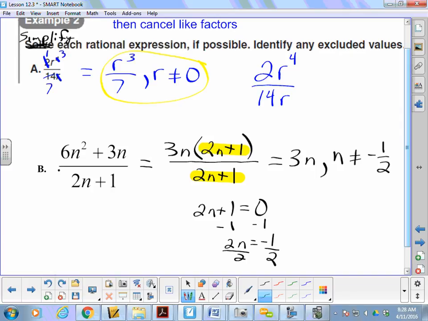So we start out, we factor the numerator and the denominator. Look to see what common factors they have. Cross them out. Then when we're done, we look at the denominator and see where the denominator would equal 0. In this case, it's at negative 1/2. So say that n cannot equal negative 1/2. That's our excluded value.